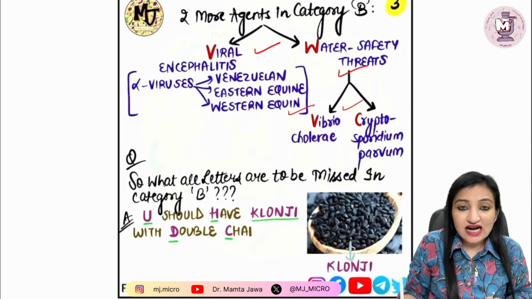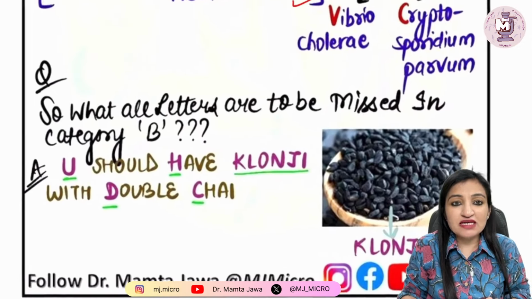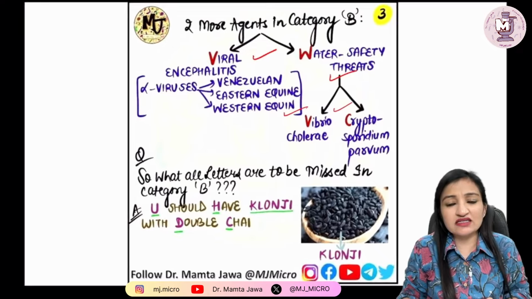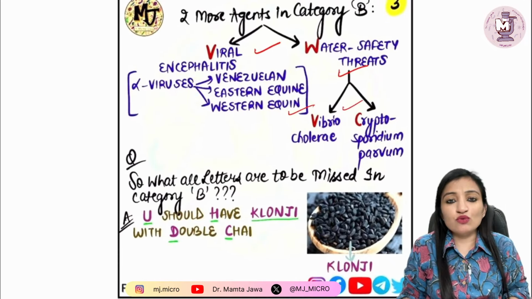So what all letters are to be missed in category B? You should have clonji with double chai. This is a picture of clonji. This is a little memorizing tip I mentioned over here, ताकि आप लोगों को याद रहे.